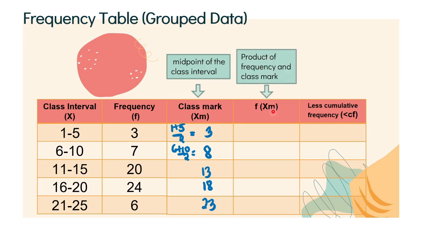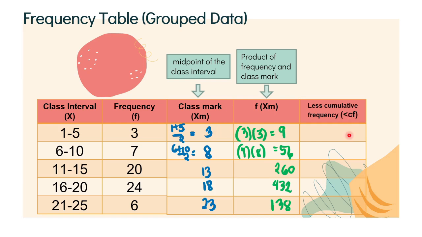The next column has the variables f and x sub m. It means we simply need to multiply each frequency by each class mark. So 3 times 3 is 9, 7 times 8 is 56, and so on. Again, this symbol is just the product of the frequency and the class mark.